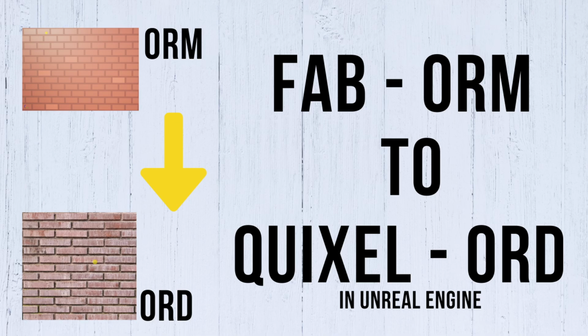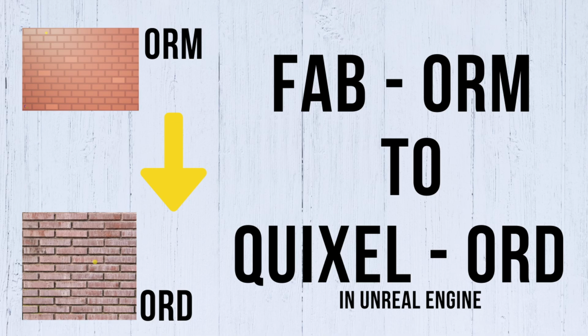A quick refresher in case some of you aren't aware of what these are. An ORD texture is really 3 texture maps in one file. The red channel contains the Ambient Occlusion map, the green channel contains the Roughness map, and the blue channel contains the Displacement or Height map. Thus the ORD naming convention, O for Ambient Occlusion, R for Roughness, and D for Displacement.